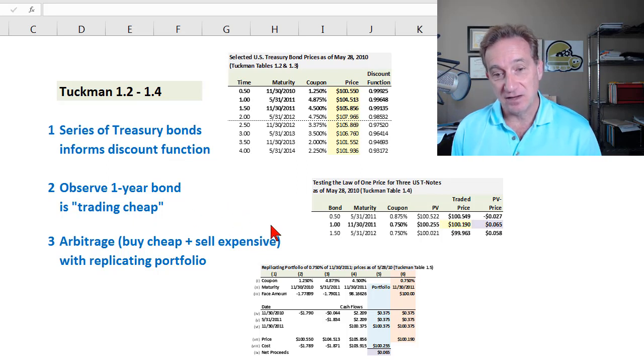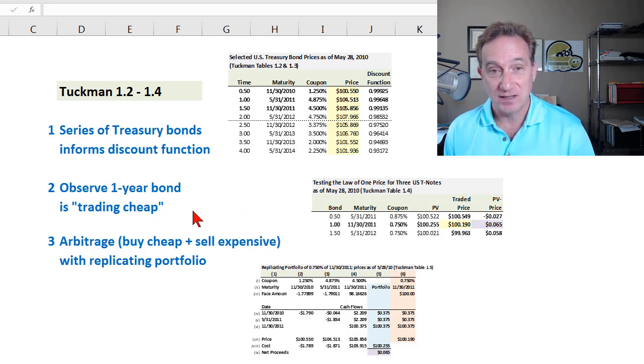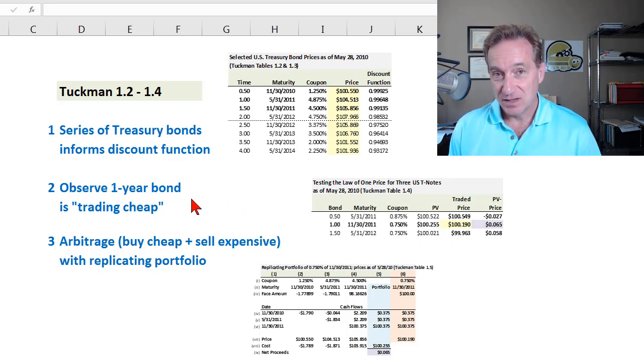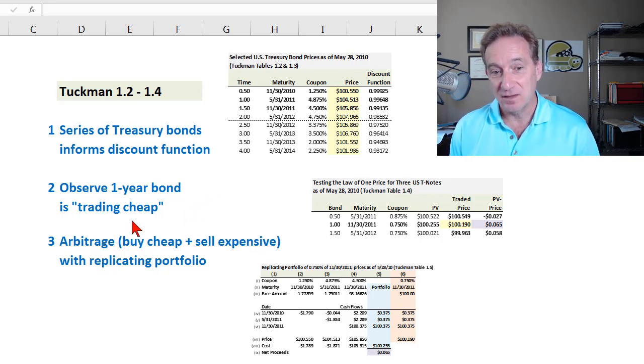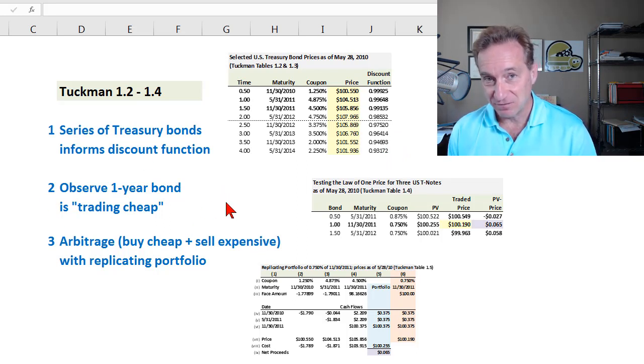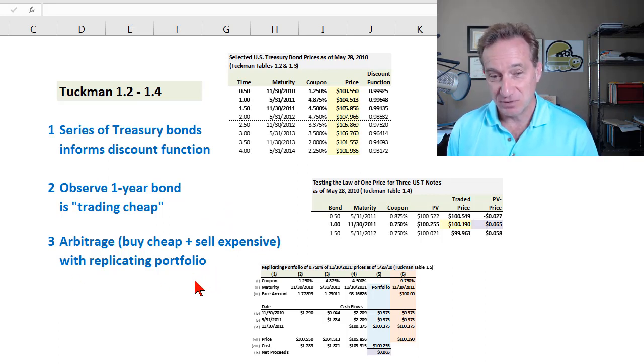We observe in this case a 1-year bond that is trading cheap. That means its traded price in the marketplace is lower than the price we get when we use the discount factors to compute its theoretical price. That discrepancy, lacking any friction and confounding factors, is the opportunity for the third step, which is the arbitrage.